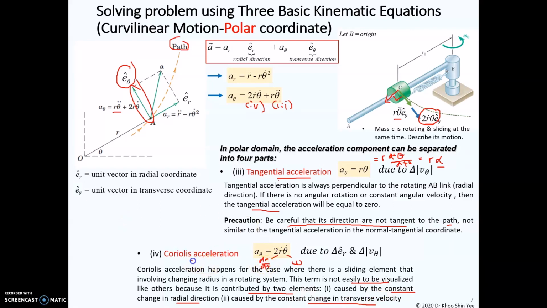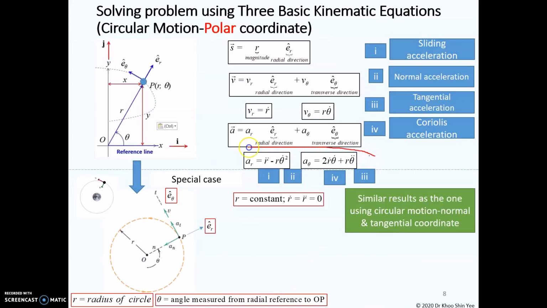In simple terms, to experience the Coriolis acceleration, the object must experience sliding velocity, where the object is allowed to slide, and the r can be changed. At the same time, the object must experience rotation, which is the angular velocity. So if the object slides and at the same time rotates with angular velocity, then we are saying the object is experiencing Coriolis acceleration. So these are the four acceleration components that we obtain in the polar coordinate.